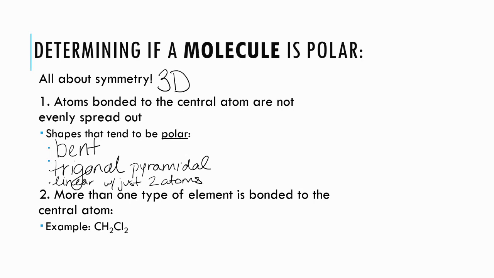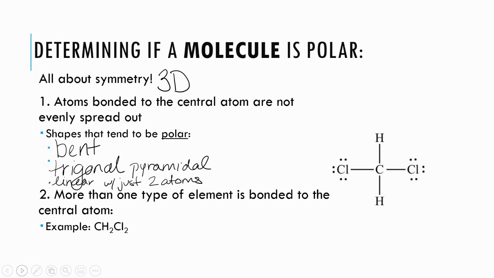Okay, so bent molecules and trigonal pyramidal molecules have lone pairs that push the atoms to one side of the central atom, and so those tend to be more polar. The other shortcut is if I have more than one type of element bonded to the central atom, it's always going to be polar. That's always going to lead to some unevenness.